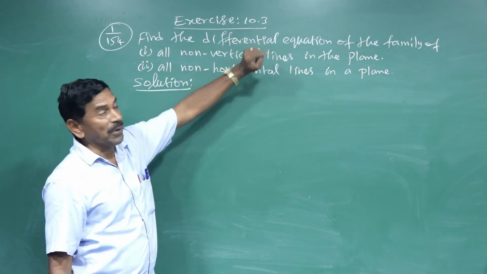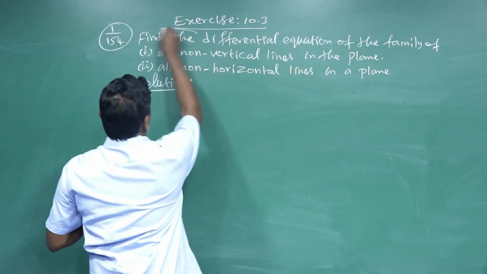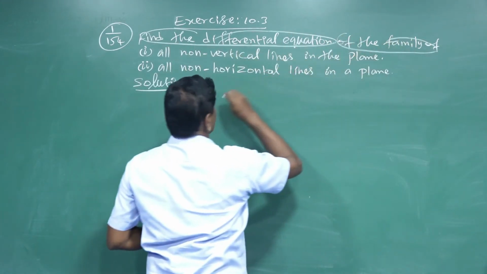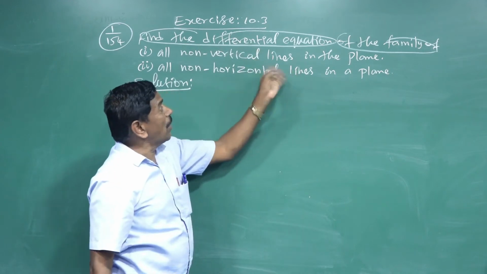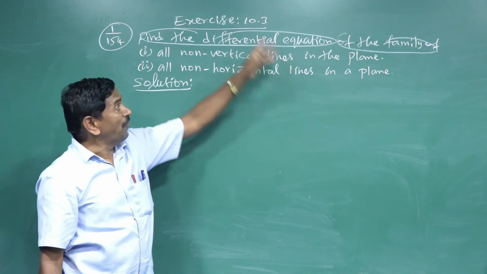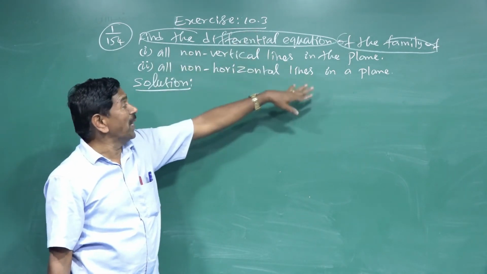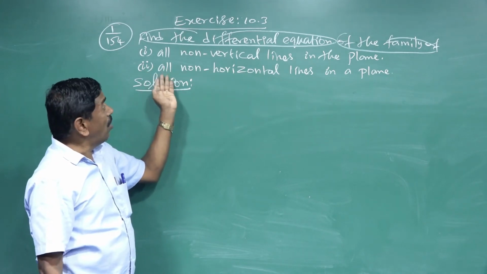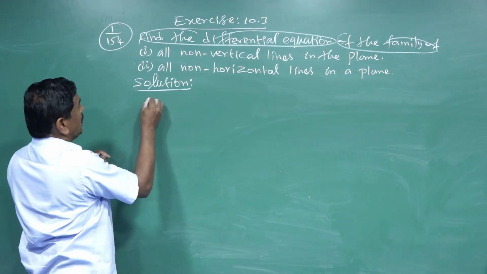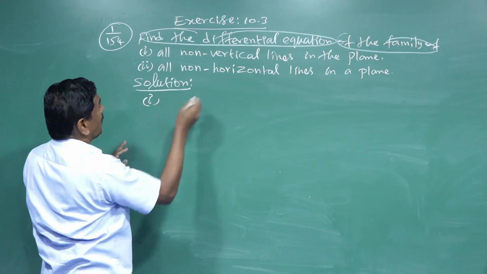Now, exercise 10.3. Find the differential equation of the family of all non-vertical lines in the plane. Second subdivision: all non-horizontal lines in a plane is the question. Okay, first take the first subdivision, all non-vertical lines in a plane.